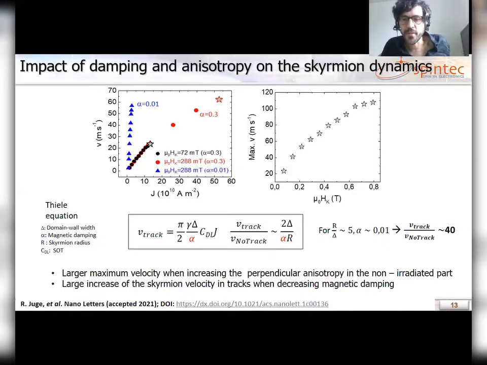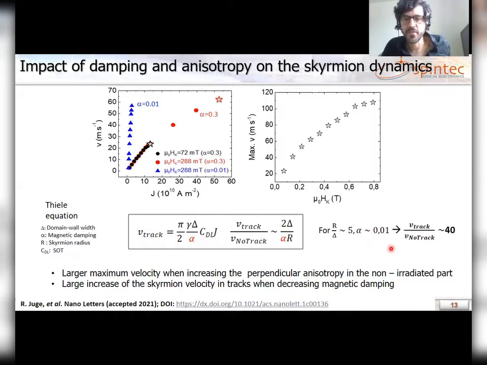Assuming that the skyrmion radius is large compared to the domain wall width, this leads to this simple expression of the skyrmion velocity in the track. You can see that the velocity scales as 1 over the magnetic damping, which explains the large increase of the velocity when decreasing the damping.